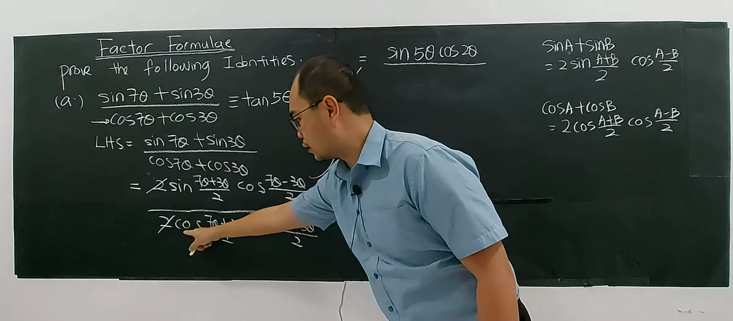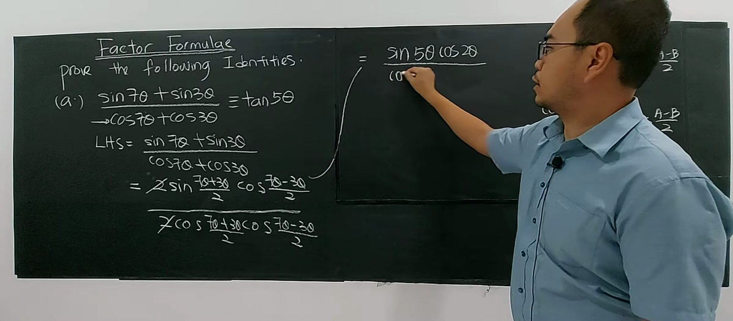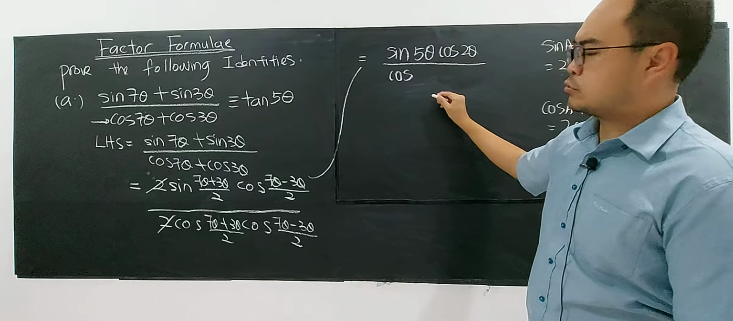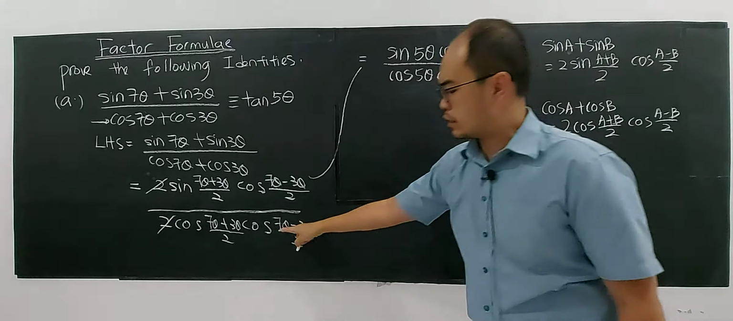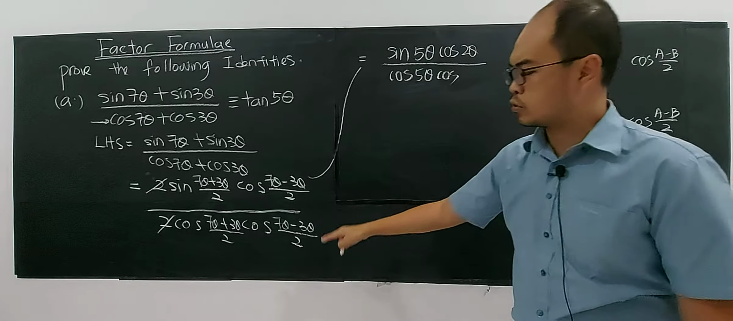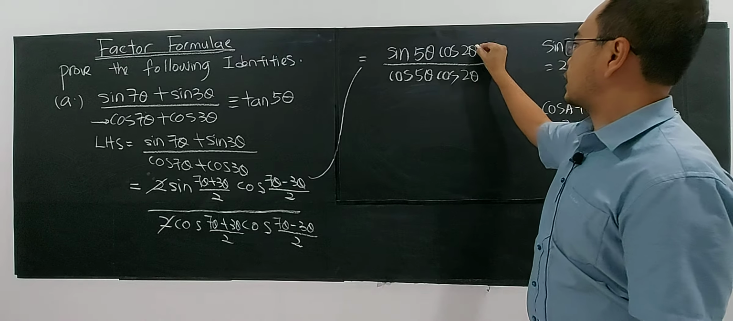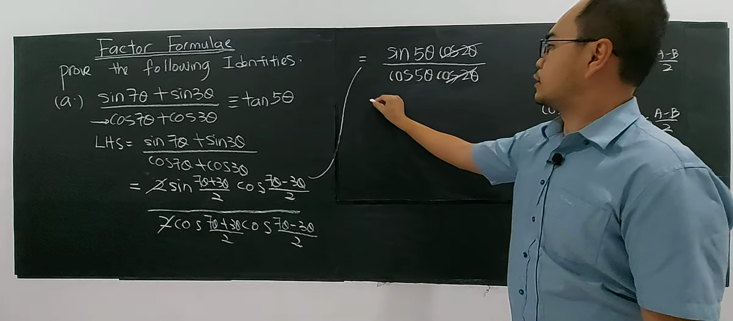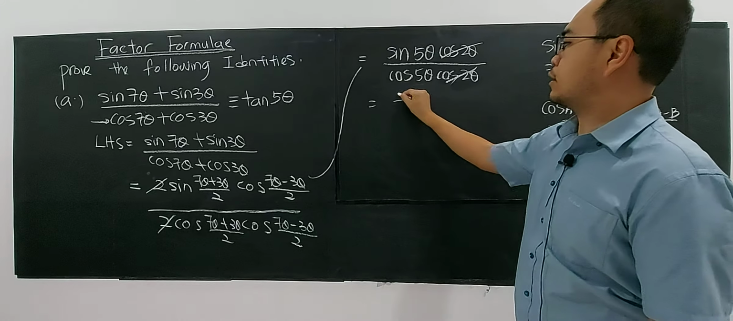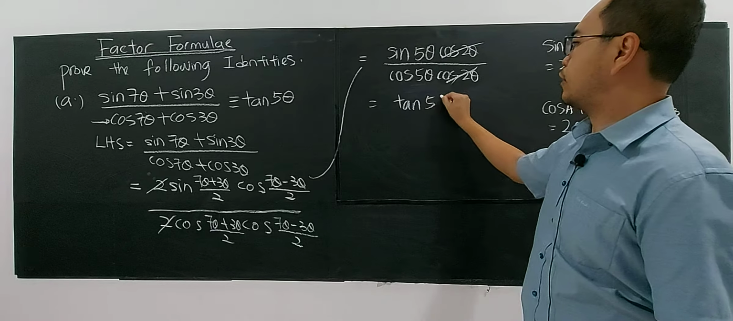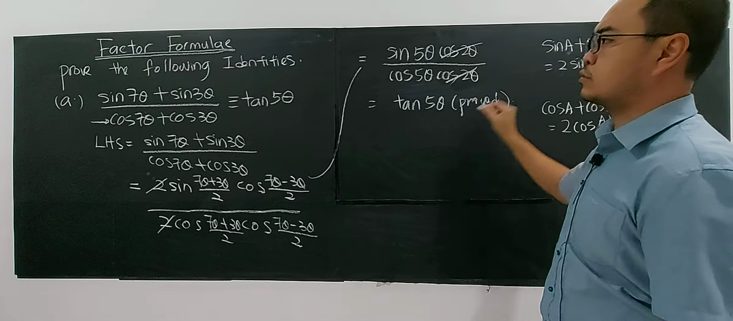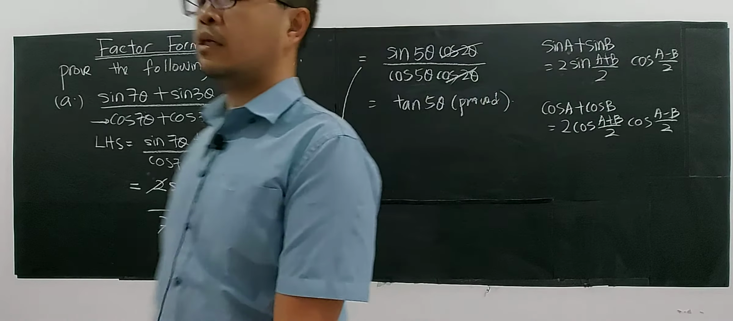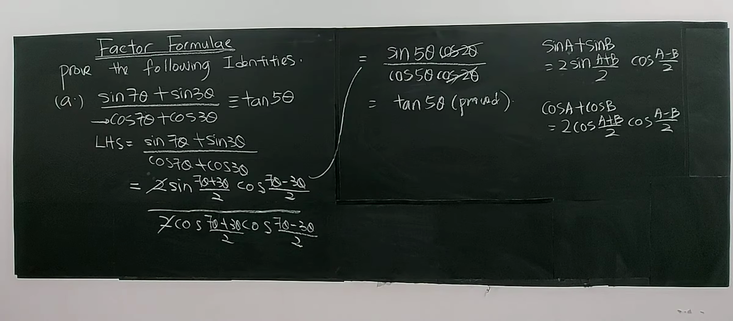Let's look at the denominator. You have cos of 7 plus 3 over 2, 5 theta, and cos of 7 theta minus 3 theta over 2, 4 theta over 2, you get 2 theta, and this is identical. So you can cancel out. Then you have sine over cos, so you get tangent 5 theta, which proves this identity is true. This is where I use the factor formula to help me prove an identity.